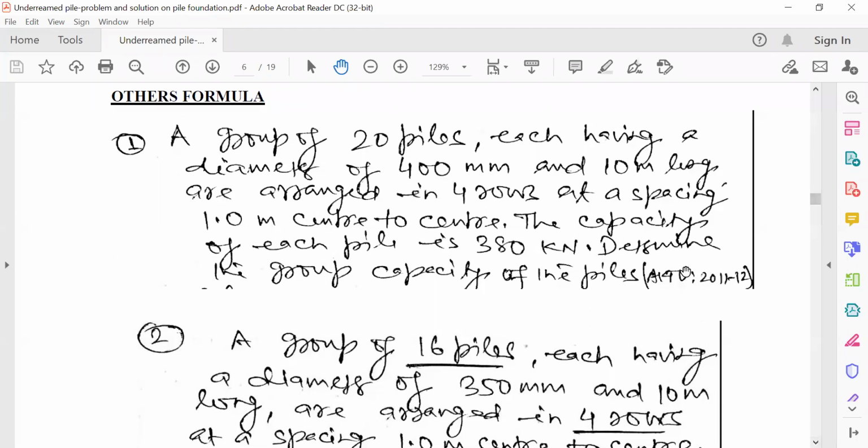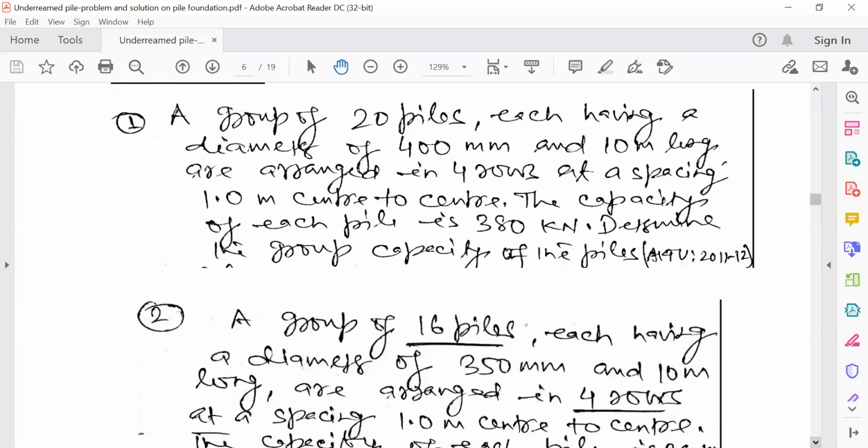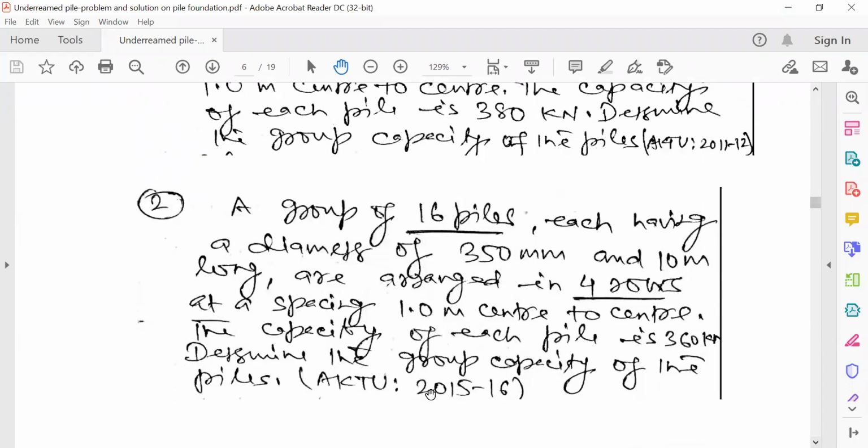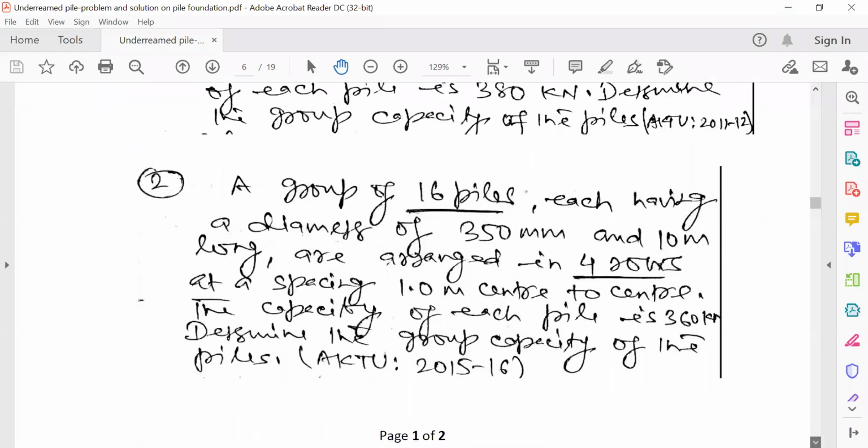So you can see the numericals have been asked in the AKTU examination. Almost all the numericals have been asked. So this is the 2015-16 one. This numerical has been asked.